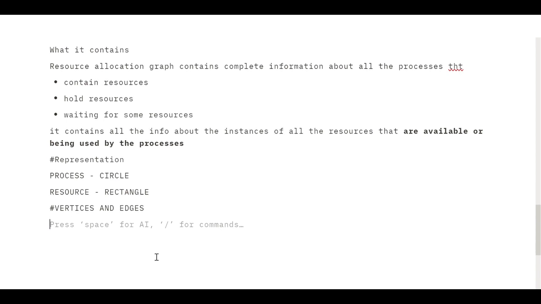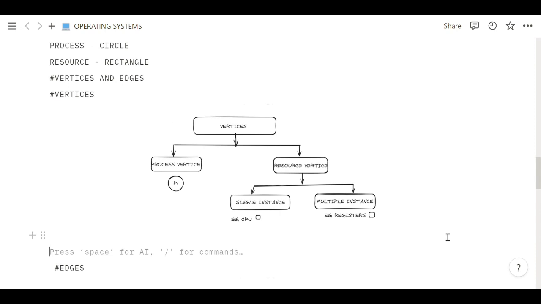So let's draw a diagram about the vertices and edges here. So here this is a diagram of the vertices. So vertices contains 2 parts, process vertex and resource vertex, and process is represented by a circle which is here, and resource vertex has 2 types, single instance and multiple instance. So each instance is represented by a dot in the resource. So here the example of single instance is CPU and the multiple instance is registers.